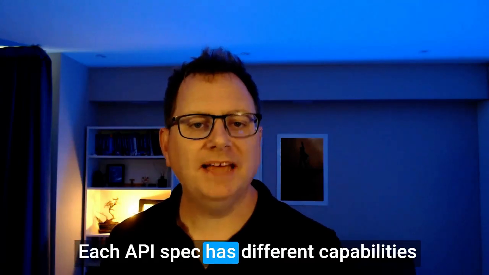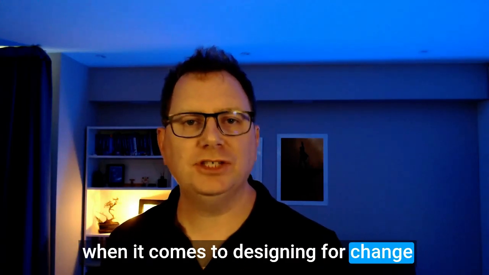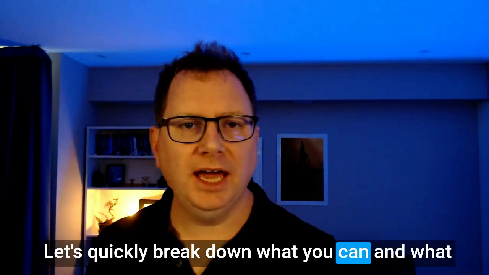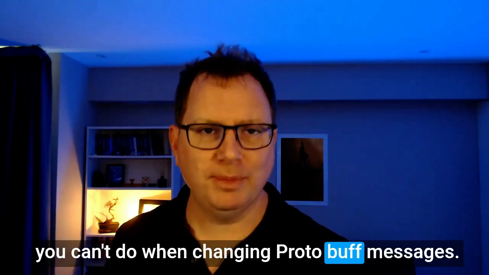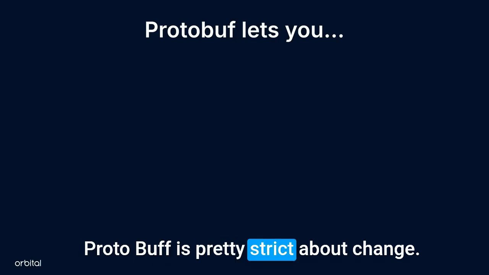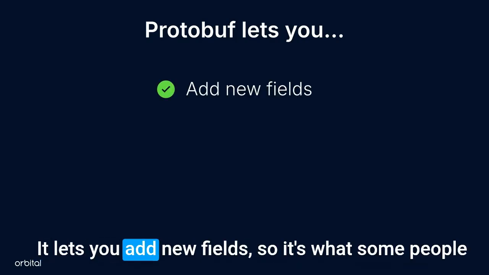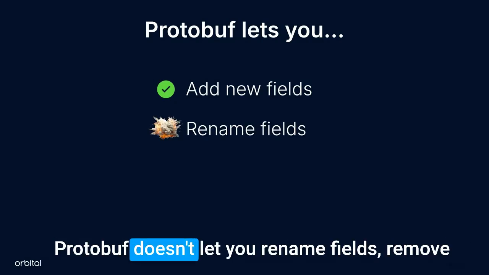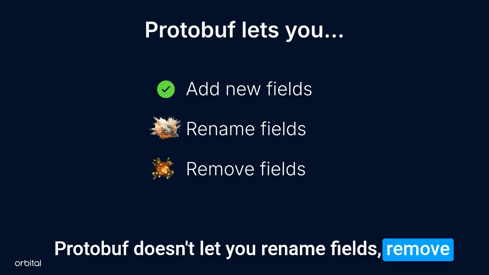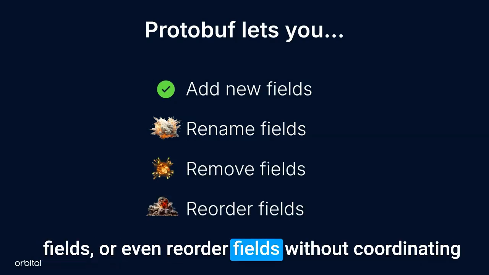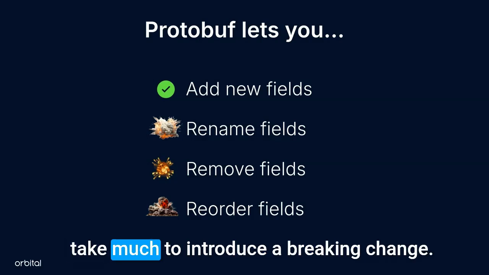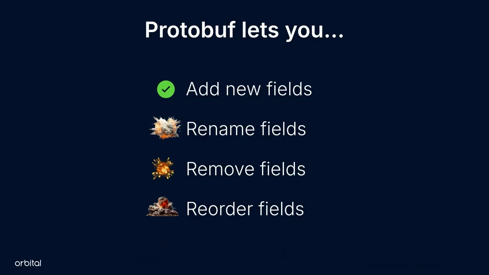Each API spec has different capabilities when it comes to designing for change. Because we're talking about Protobuf today, let's quickly break down what you can and what you can't do when changing Protobuf messages. Protobuf is pretty strict about change. It lets you add new fields, so it's what some people would call forward compatible. And that's about it. Protobuf doesn't let you rename fields, remove fields, or even reorder fields without coordinating those changes with consumers. So it doesn't take much to introduce a breaking change.